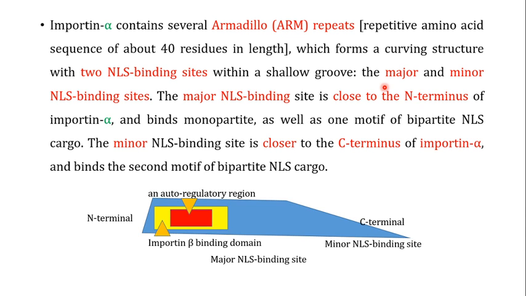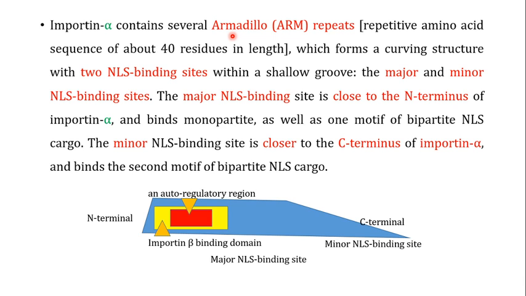Now the Importin-α contains several ARM repeats. These ARM repeats are repetitive amino acid sequences of about 40 residues in length. So when you talk about the Importin-α, there are several ARM repeats, or the Armadillo repeats.